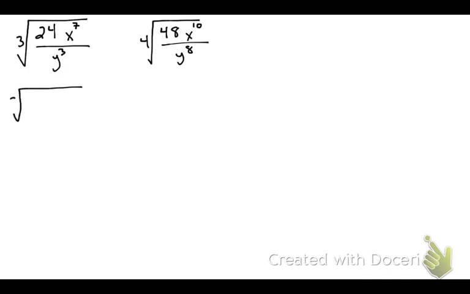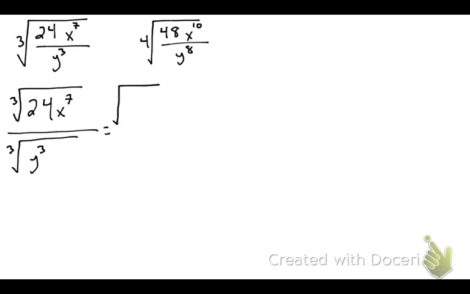We've got the cube root of 24x to the 7th over the cube root of y cubed. I'll work to the right here. Well, 24 is the same thing as 8 times 3, and I'm choosing 8 because it's a perfect cube. The cube root of y cubed is just y, so the denominator is already simplified. The cube root of 8 is 2, and the 3 will stay inside because that's not a perfect cube.